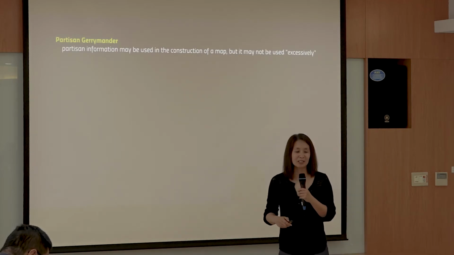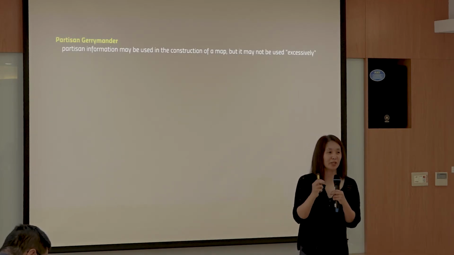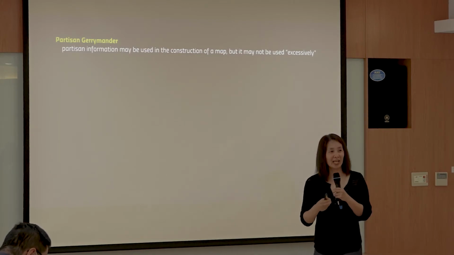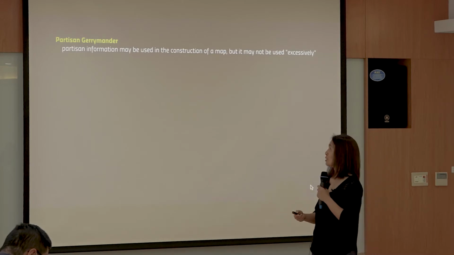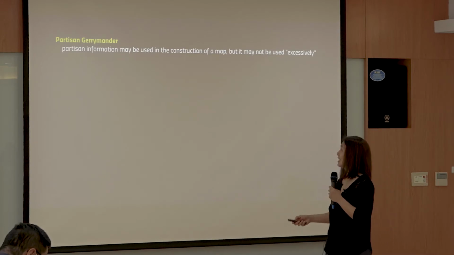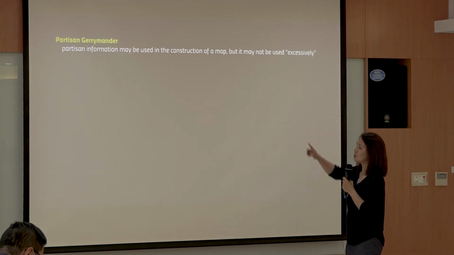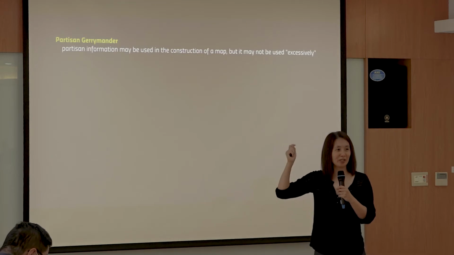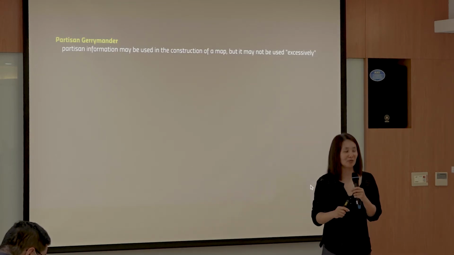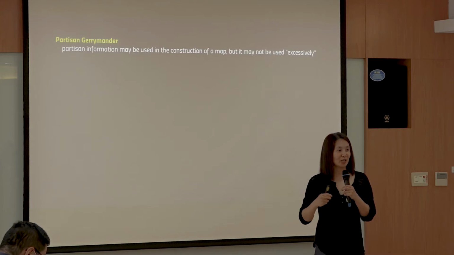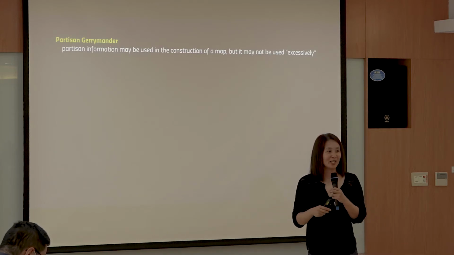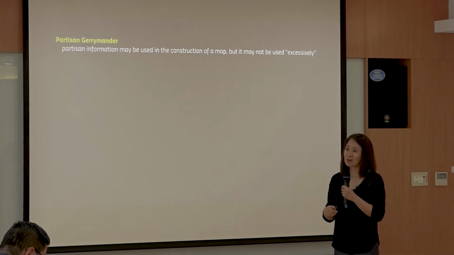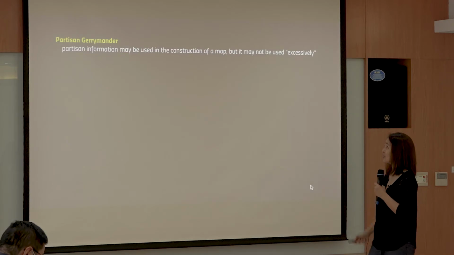So in the United States, partisan gerrymandering, where you draw the districts to favor your own party, is unconstitutional, right? You can't do that. The problem is, we don't know what that means. So the definition is you can use partisan information, but you can't use it excessively. That's actually a legal definition. So in the United States, if you use it excessively, then it's struck down by the court and it has to be drawn again. If you use it but don't use it excessively, it's okay. So that's the definition that the court uses.